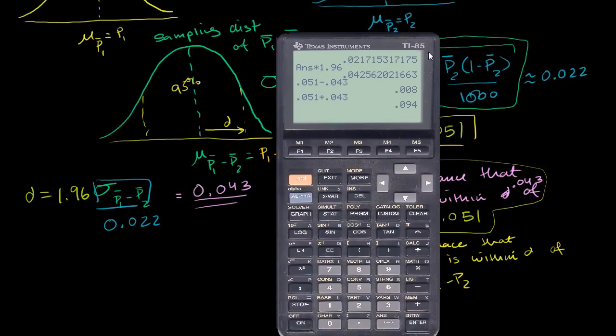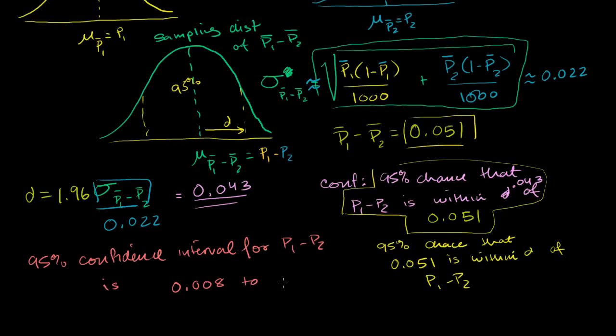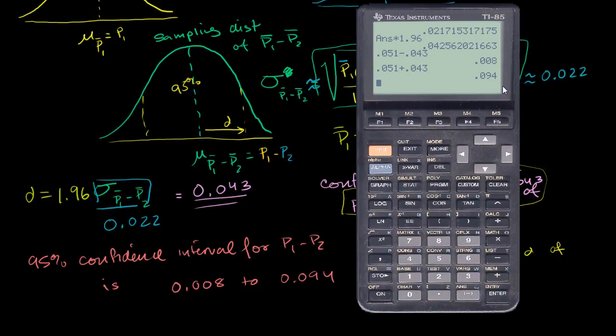0.094. So the 95% confidence interval between the proportion of men and the proportion of women who are going to vote for the candidate, for P1 minus P2, is 0.008 to 0.094. Have it right here on the calculator. And we're done. So it does seem we're confident that there's a 95% chance that men are definitely more likely to vote for the candidate than women.